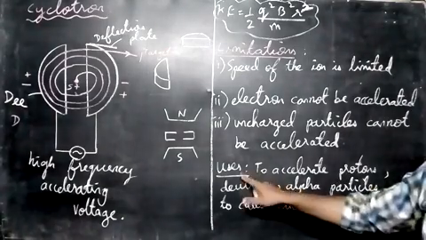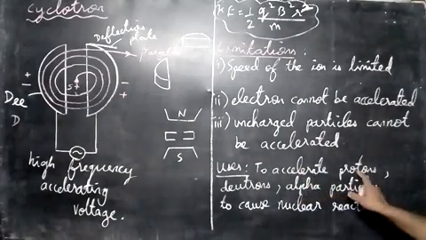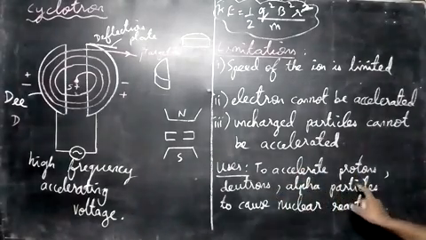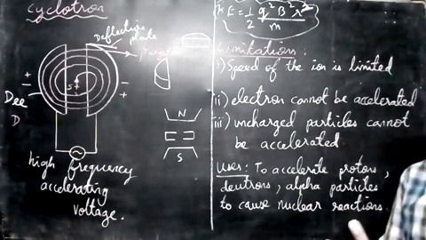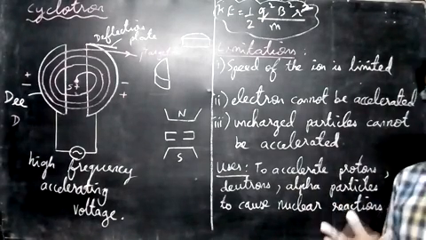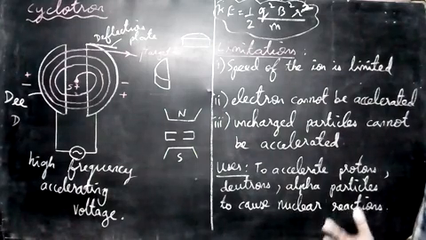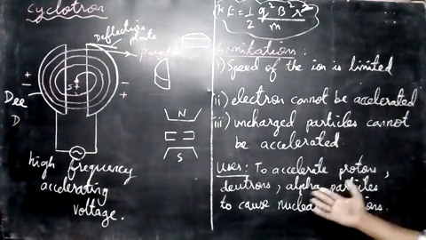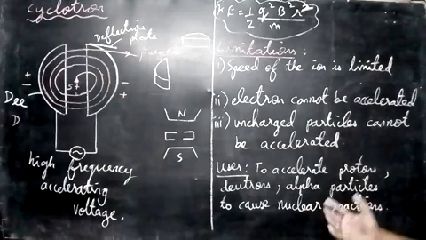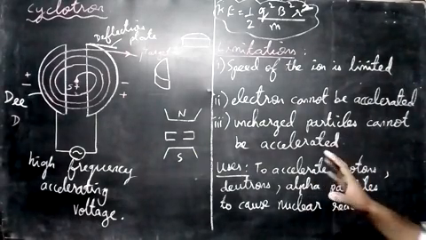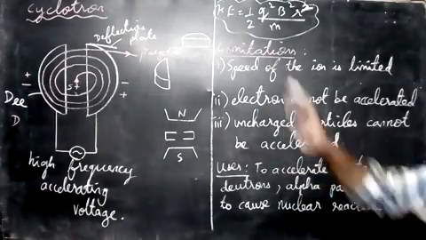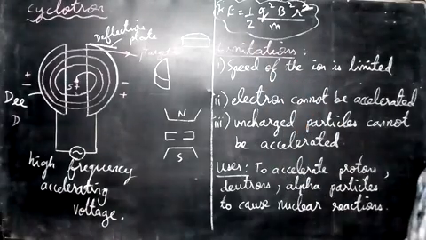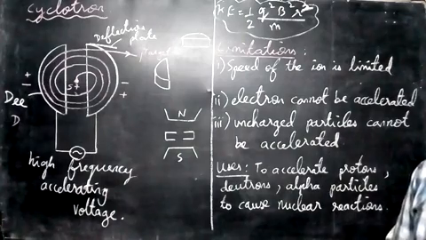But let's see what the use is. To accelerate protons, deuterons, alpha particles, and to cause nuclear reactions. So you can accelerate the protons. Protons have positive charge. Deuterons have positive charge. Deuterium is a type of hydrogen. Alpha particles are helium nuclei. So they are all positive particles. They can be accelerated and they will cause nuclear reactions with the help of this. So we can also say it's a particle accelerator. So cyclotron is a particle accelerator. Yes, thank you for watching.